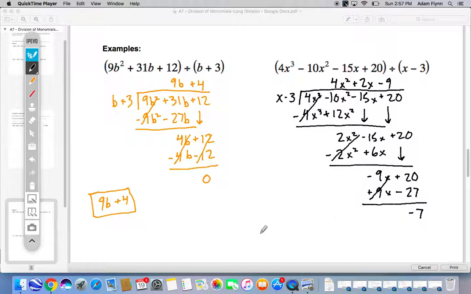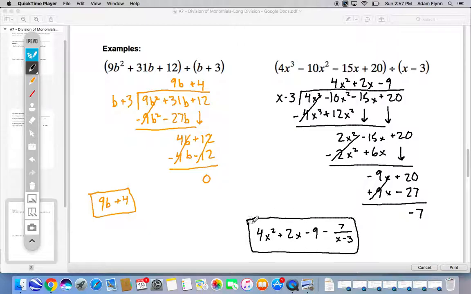So how we write that, our final answer would be 4x squared plus 2x minus 9 minus 7 over whatever I divide it by, which in this case is x minus 3. So this would be my solution. Pause the video if you need more time.